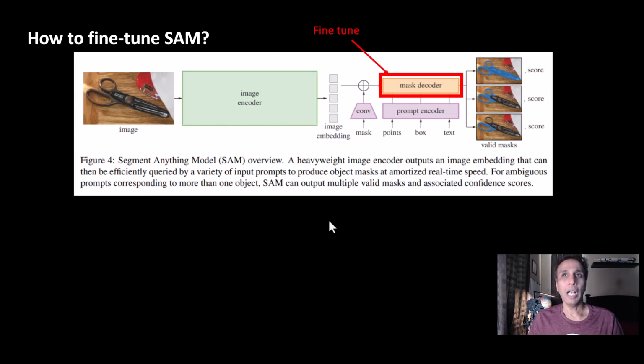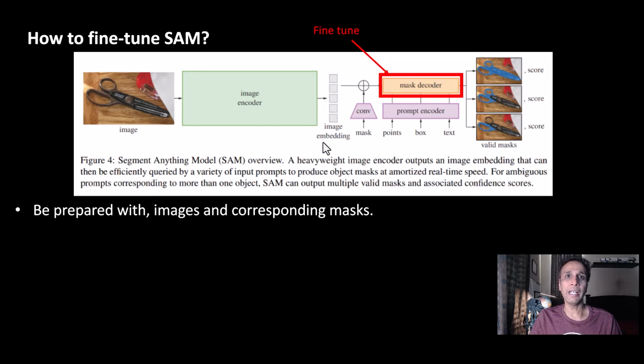Now, how do we fine tune it? And when we say fine tune, we're not changing the weights of any of these. We are just adjusting the weights in this mask decoder part. So we are fine tuning the mask decoder. And what do we need to actually fine tune it? Well, obviously you need to be ready with your own custom images and corresponding masks. The masks can be in whatever format, but what I'm going to walk you through today is actual images and actual masks that you would typically have.